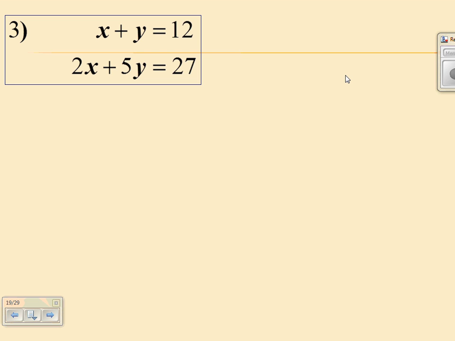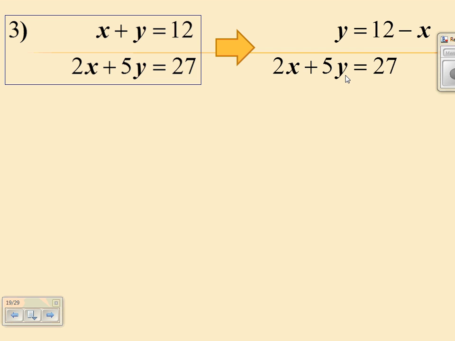Now, looking at number 3, x plus y equals 12 and 2x plus 5y equals 27. This is a little more difficult because I don't have a variable by itself on the left-hand side. So how do I change this? Well, I want to change the equation that's the easiest to get a variable by itself. And what I did is I changed the top equation and got y by itself. So x plus y equals 12 becomes y equals 12 minus x.